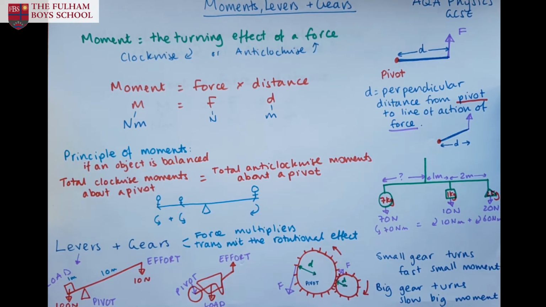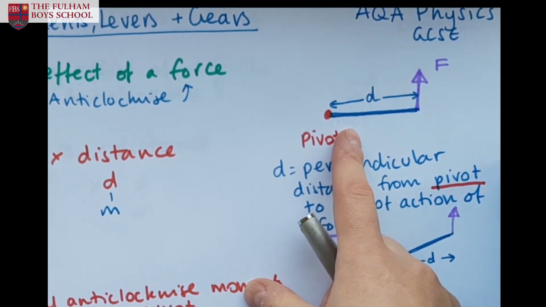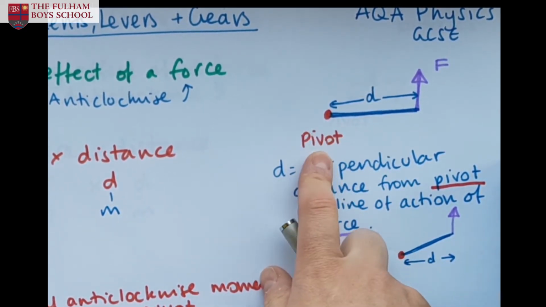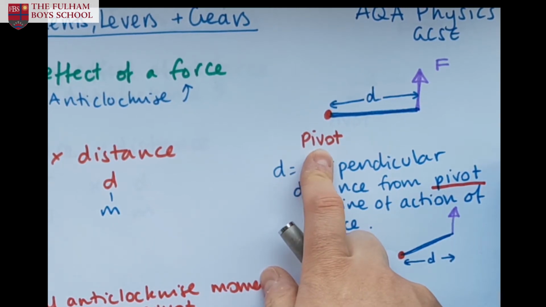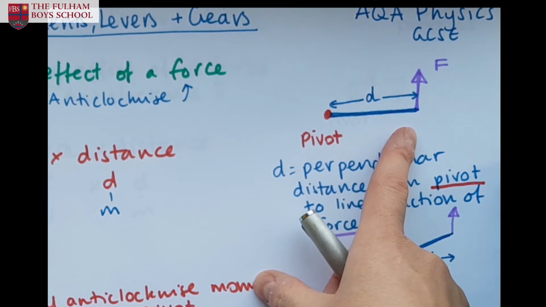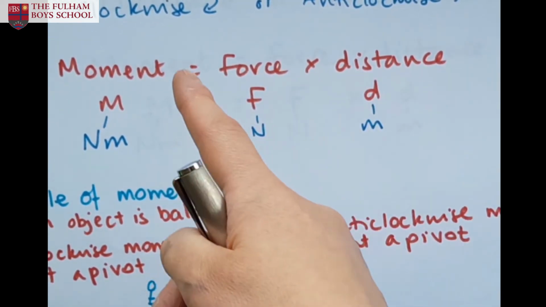But forces, if set up in a particular way, can sometimes cause an object to turn. As in, if you've got a force acting on an object that is fixed, then that object can turn. And the fixed point we call a pivot, sometimes fulcrum, but pivot. And that will cause this object to turn. And this turning effect of a force is called a moment.